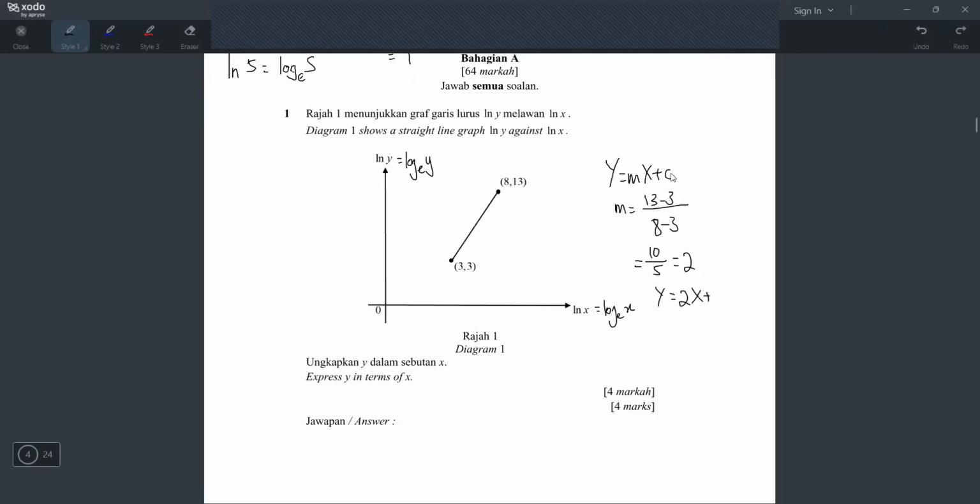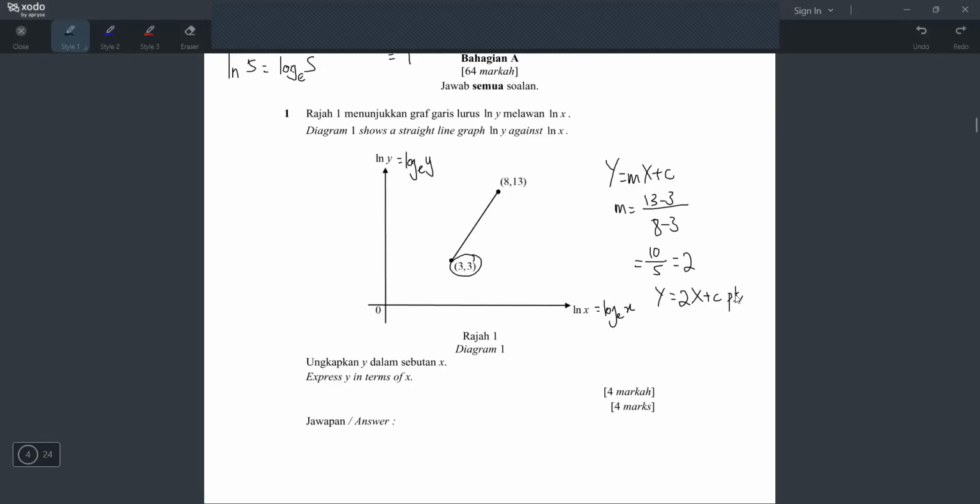What is c? C stands for y-intercept, and you can clearly see they never give you the y-intercept in the diagram. So what you have to do is substitute any point that the line passes through into this equation to find c. Because in order to find c, I just need the big X and the big Y. Do you agree? So we can substitute any point that passes through. We can use 3, 3, or 8, 13, up to you. If you use the other point, you'll get the same answer also.